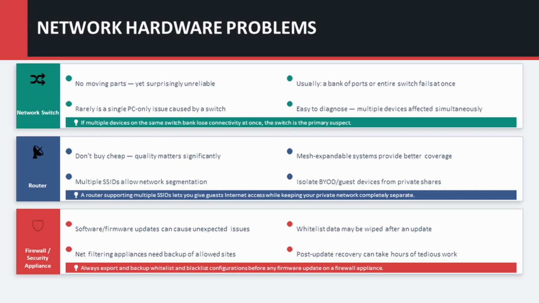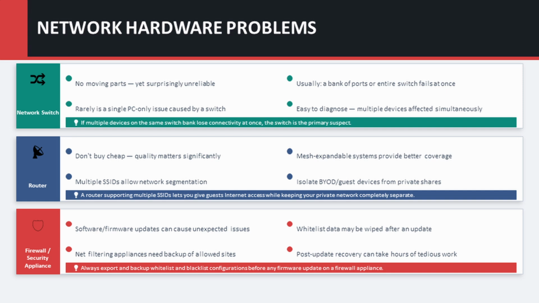More commonly, a bank of ports on the switch or the entire switch will fail at once, taking down multiple devices simultaneously. When you see several users on the same network segment lose connectivity at the same time, look at the switch first. Routers require more investment and consideration.